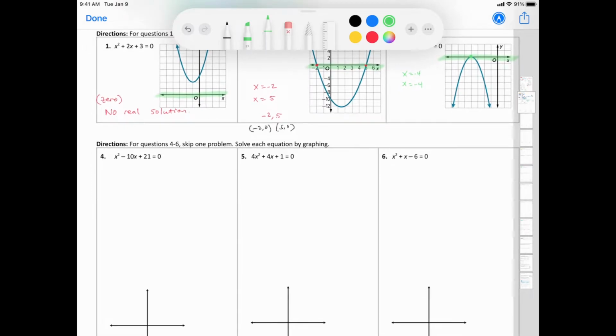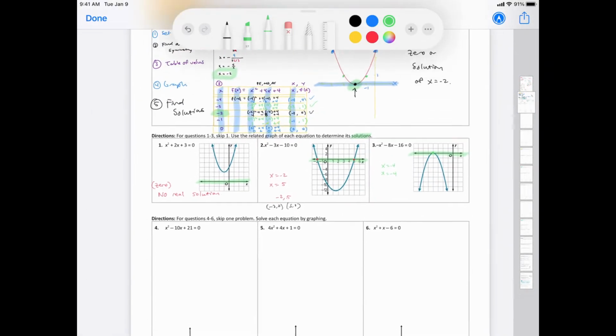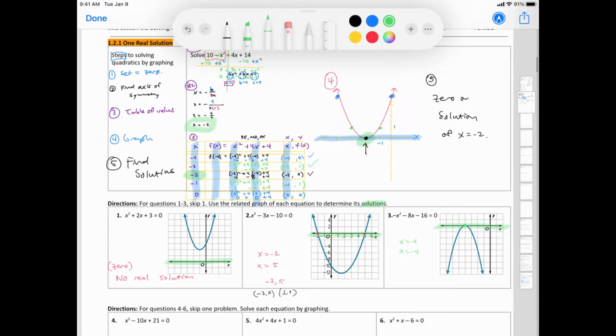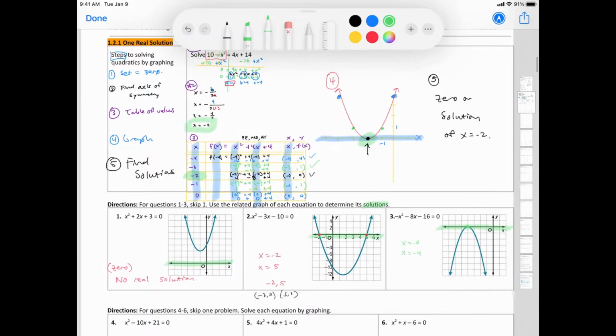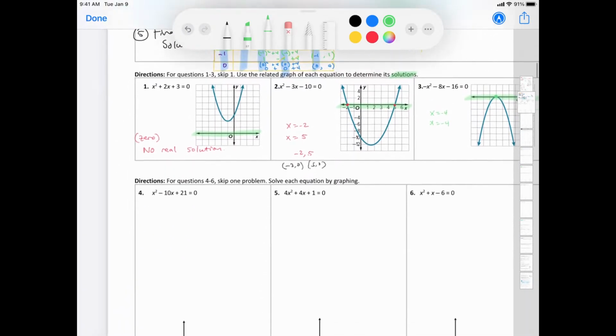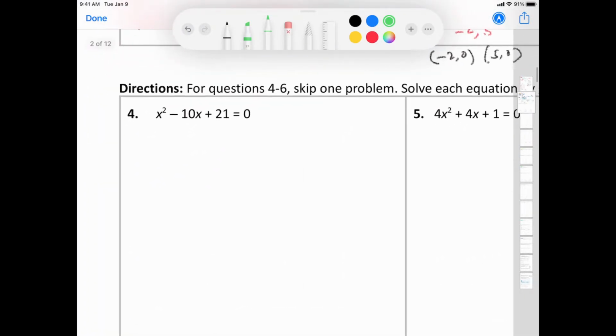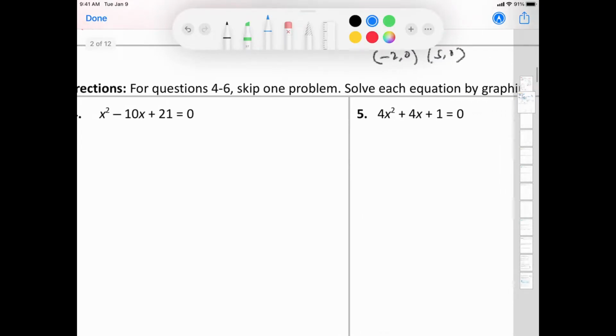All right, question number 4, directions. For questions 4 to 6, skip one problem and solve each equation by graphing. All right, let's look at question number 4. I'm going to use my 5 steps above here. Okay, set it equal to 0, find axis of symmetry, table of values, graph it, and find the solutions. All right, it's already set equal to 0, done.